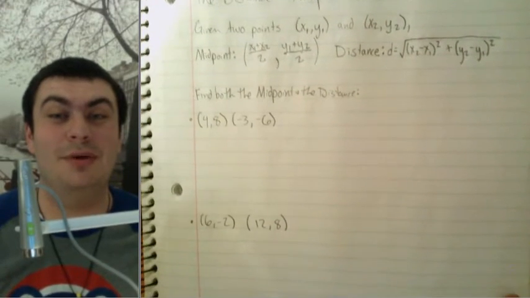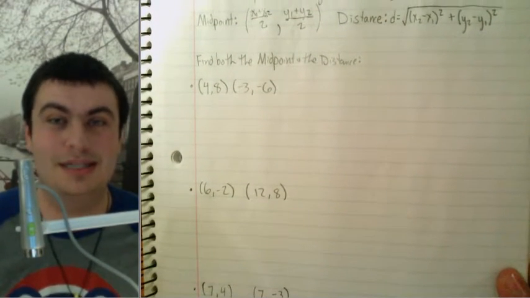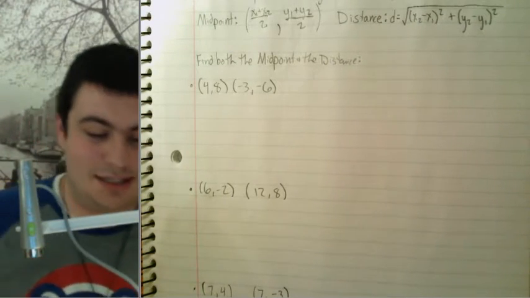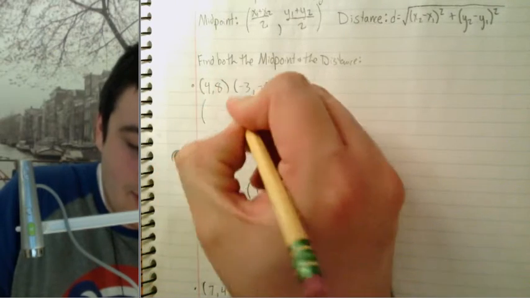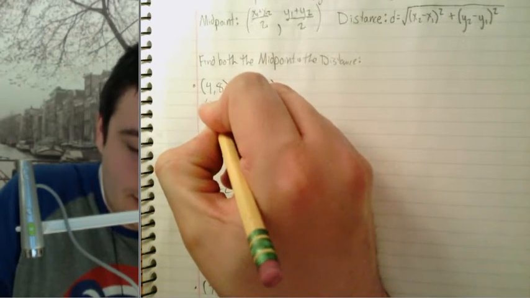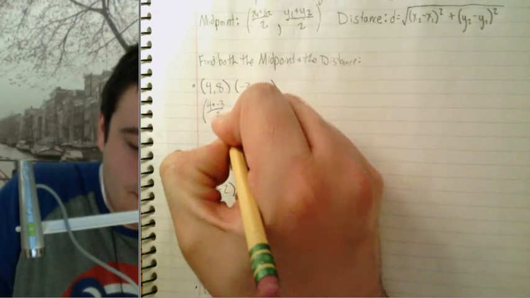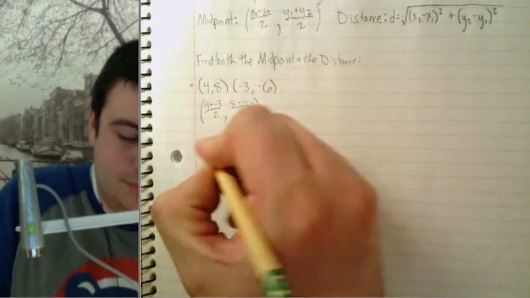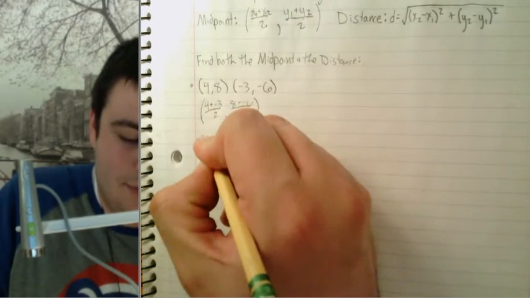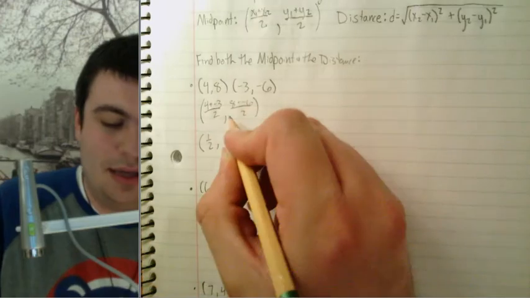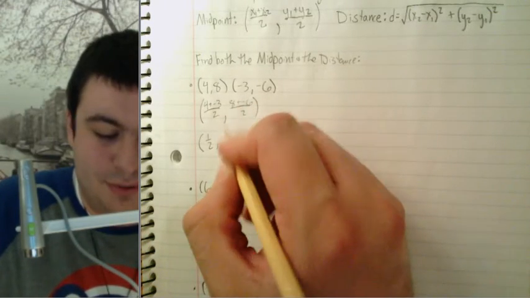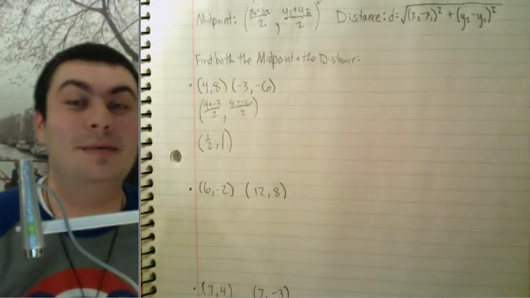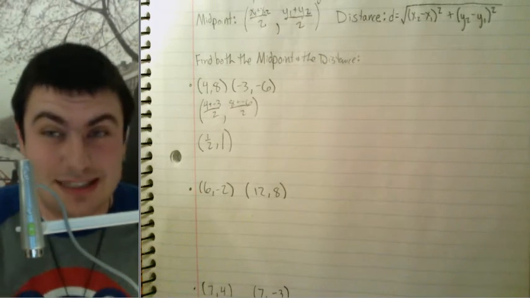So when we're finding both the midpoint and the distance between 2 points, let's start with the midpoint. So we have 4 comma 8 and negative 3 comma negative 6. So for our x's, we take 4 plus negative 3 over 2, and then 8 plus negative 6 over 2. So 4 plus negative 3, that's 1 over 2. 8 plus negative 6, that's 2 over 2, also known as 1. So this point, 1/2 comma 1, is the midpoint between those 2 points. Let's look at the distance between that.